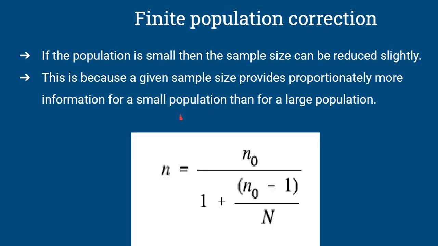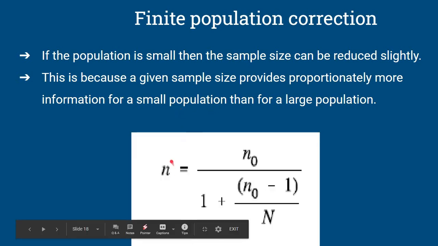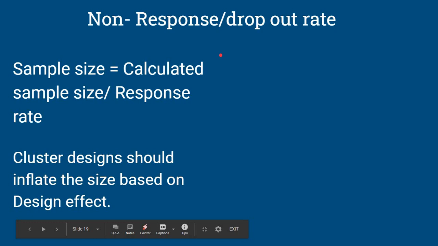Here is a formula for finite population correction. The new sample size is equal to the calculated sample size divided by 1 plus (calculated sample size minus 1) divided by the total population size. Now the two factors which may increase the sample size are response rate and the design effect.